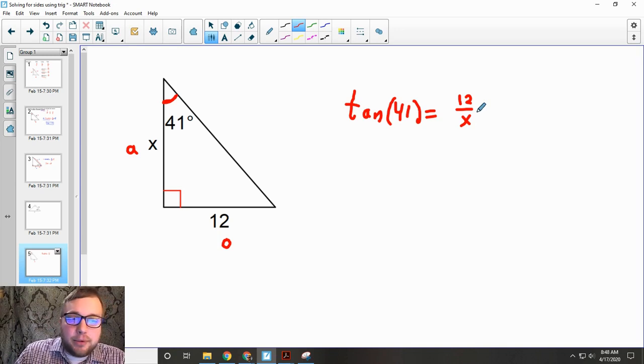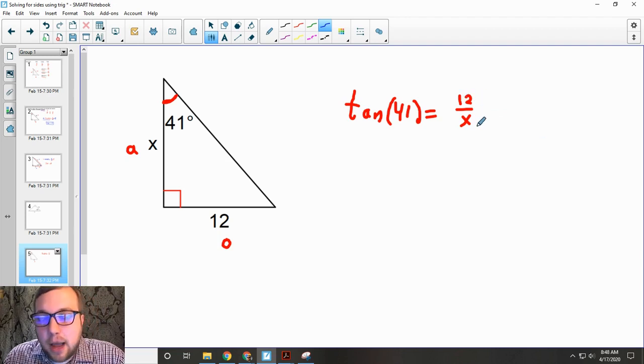This one gets a little bit more ugly because the variable's on the bottom and I can't just divide by 12, because if I divide by 12, the X is still in the denominator. I want to get the X to the numerator. So we're going to have to do a couple moves, right? There's no way to just get rid of that 12 and have the X there.